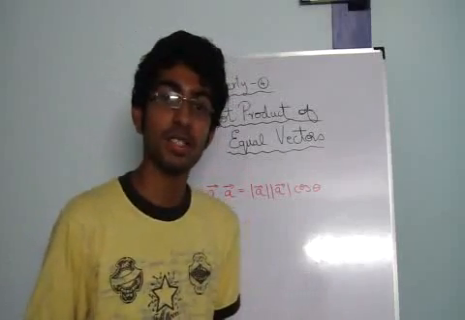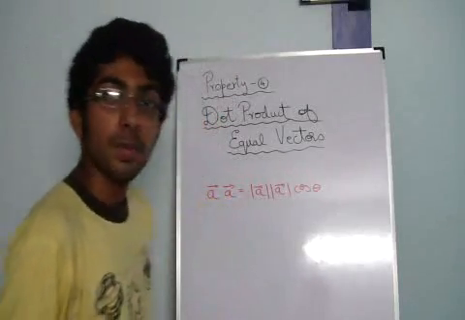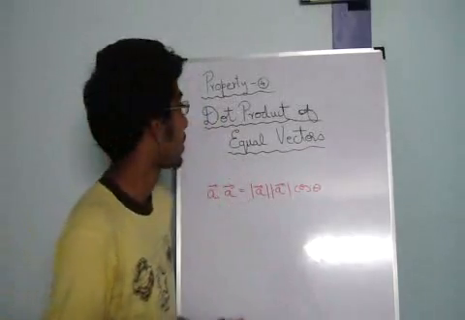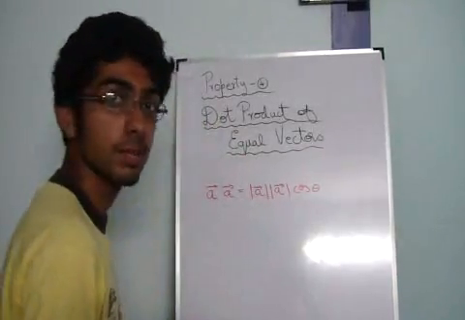Hi, Rahul's math videos. Today I am going to do property 4 of vectors, dot product of two equal vectors.